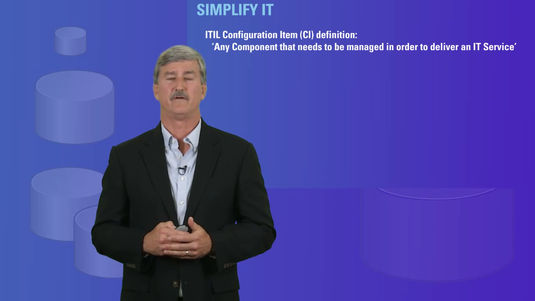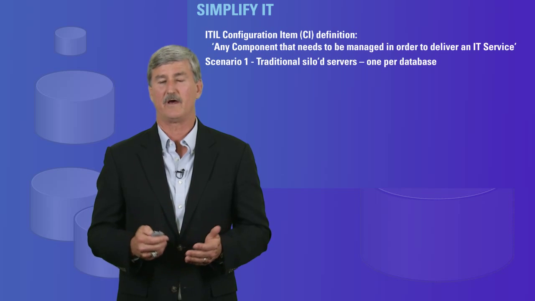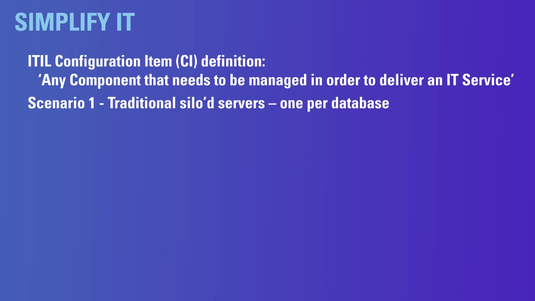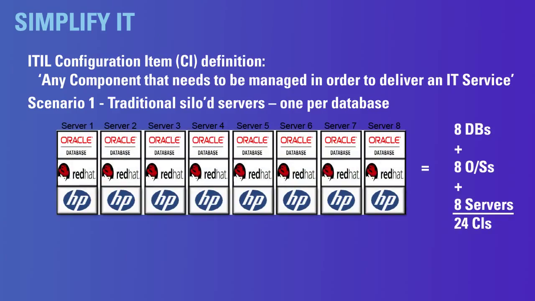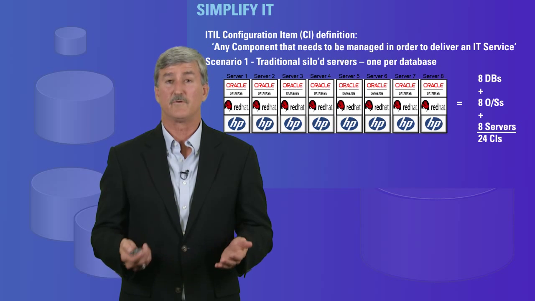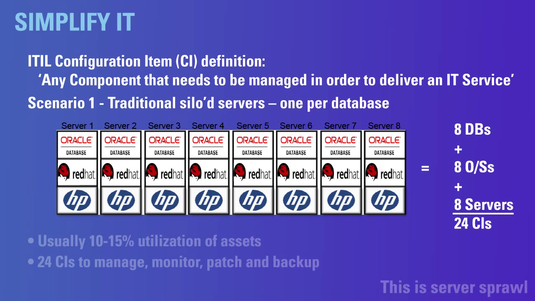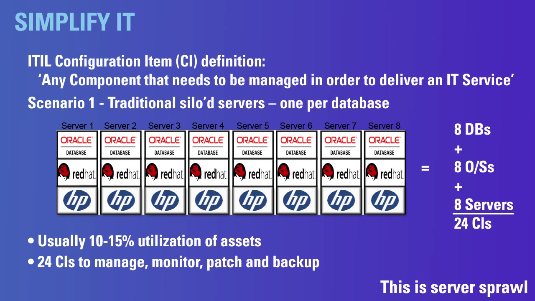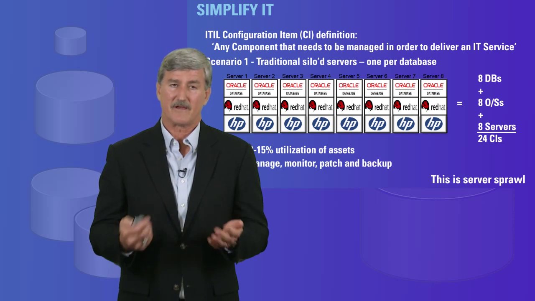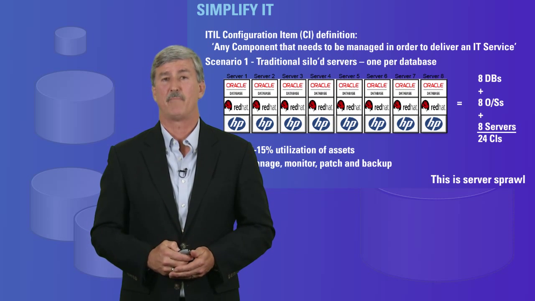I'm going to give you 3 scenarios, and we're going to count the configuration items, the CIs. First one is traditional siloed servers, where you've got 8 databases and you put them on 8 separate servers. If you count your configuration items, you've got 8 servers, 8 operating systems, 8 databases, which adds up to 24 CIs. Typically what we see in these environments is low utilization of those assets because people usually buy for 3 to 5 year peaks. So 10 to 15% is pretty normal. I've seen as low as 3 to 5% utilization of the servers. Now you've got 24 CIs to manage, monitor, patch, and backup.